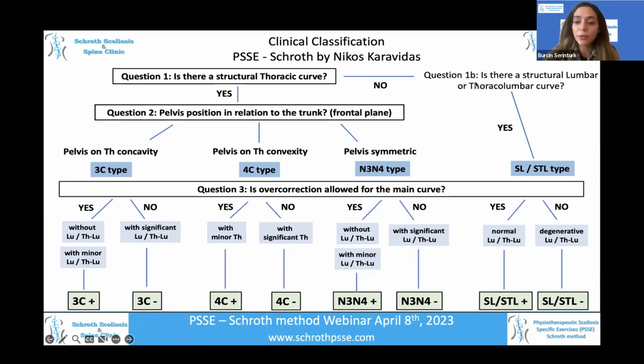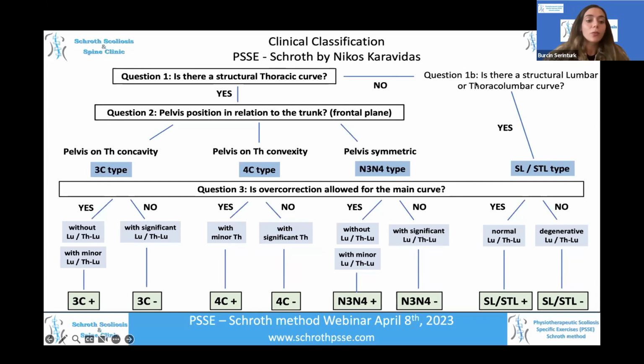If the answer is yes, it means this is SL-STL type. Let's elaborate on this a little. How can we decide whether this type is plus or minus? We should go to question 3. Is overcorrection allowed for the main curve? If the answer is yes, it means this is plus type. If the answer is no, it means this is minus type.